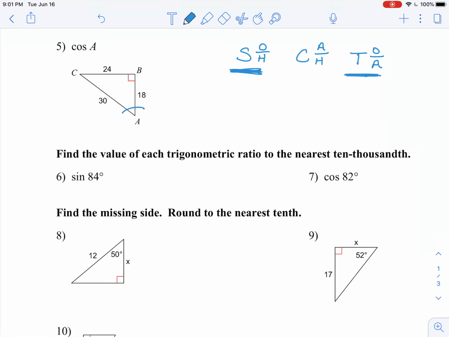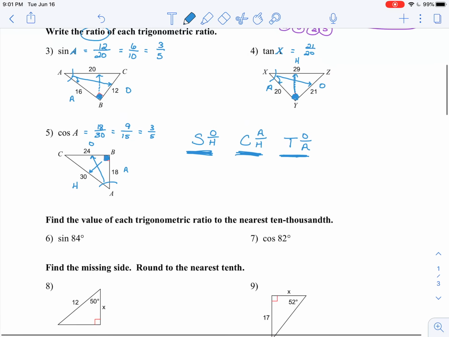Lastly, cosine of A. So I'm telling you to use angle A, but I do need to care that the right angle is here, making 30 my hypotenuse. Across from A is the opposite leg. Next to A is the adjacent leg, and I need adjacent and hypotenuse. So my adjacent leg is 18, my hypotenuse is 30, and those can both be divided by 2 and divided by 3. So 3/5 would be that ratio.